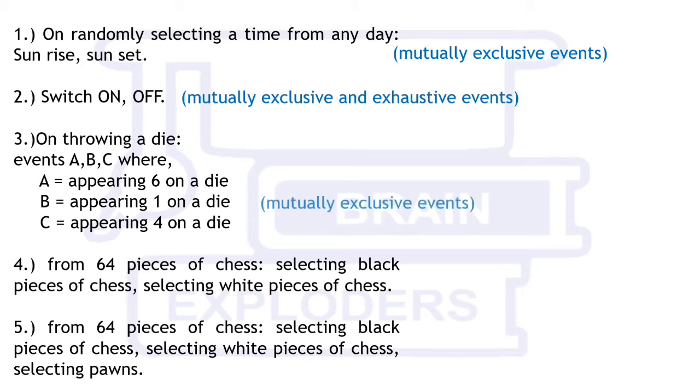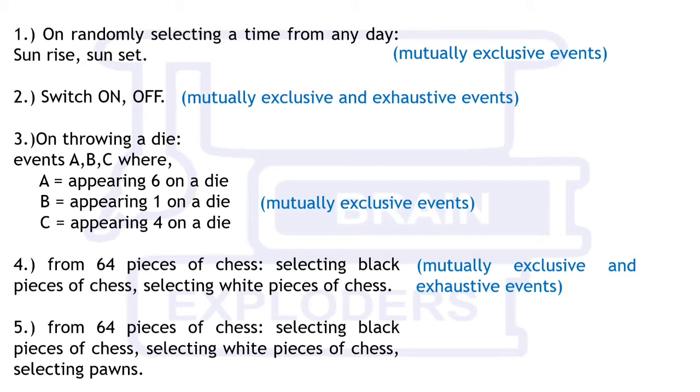and they cannot occur simultaneously. On throwing a die, 6, 1 and 4 cannot occur together, so they are mutually exclusive events, but it is not necessary that one of them definitely occurs, so they are only mutually exclusive, not exhaustive. From 64 pieces of chess, selecting black pieces and selecting white pieces of chess are mutually exclusive and exhaustive events because these two will not occur together and one of them will definitely occur.